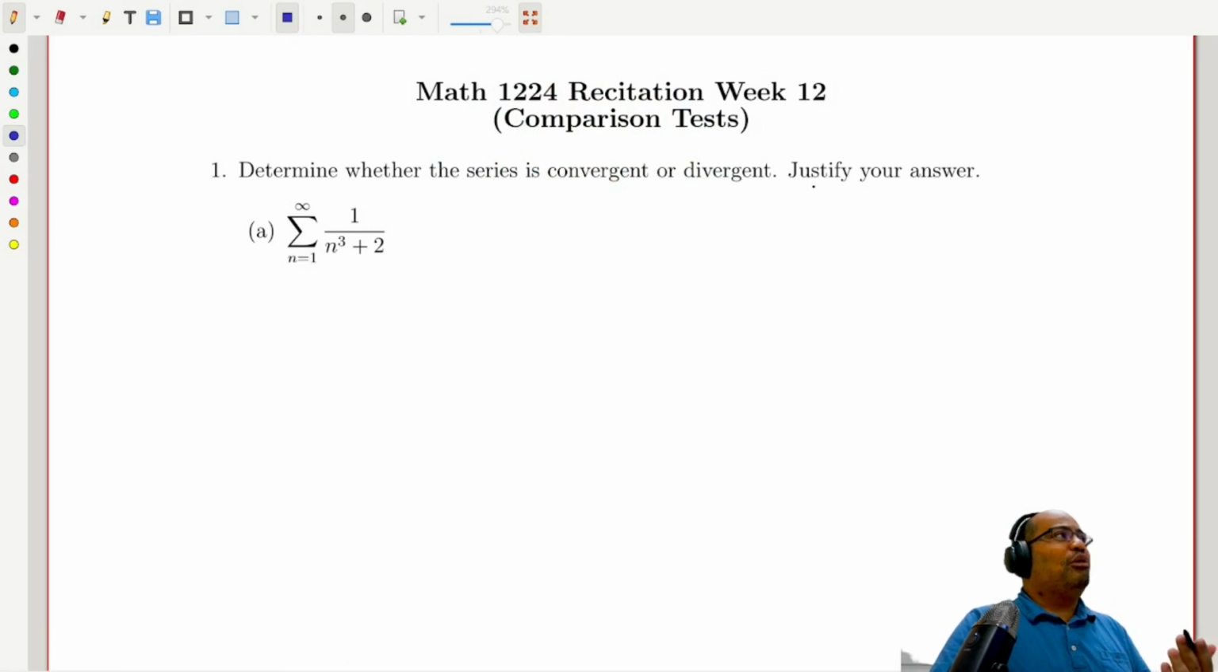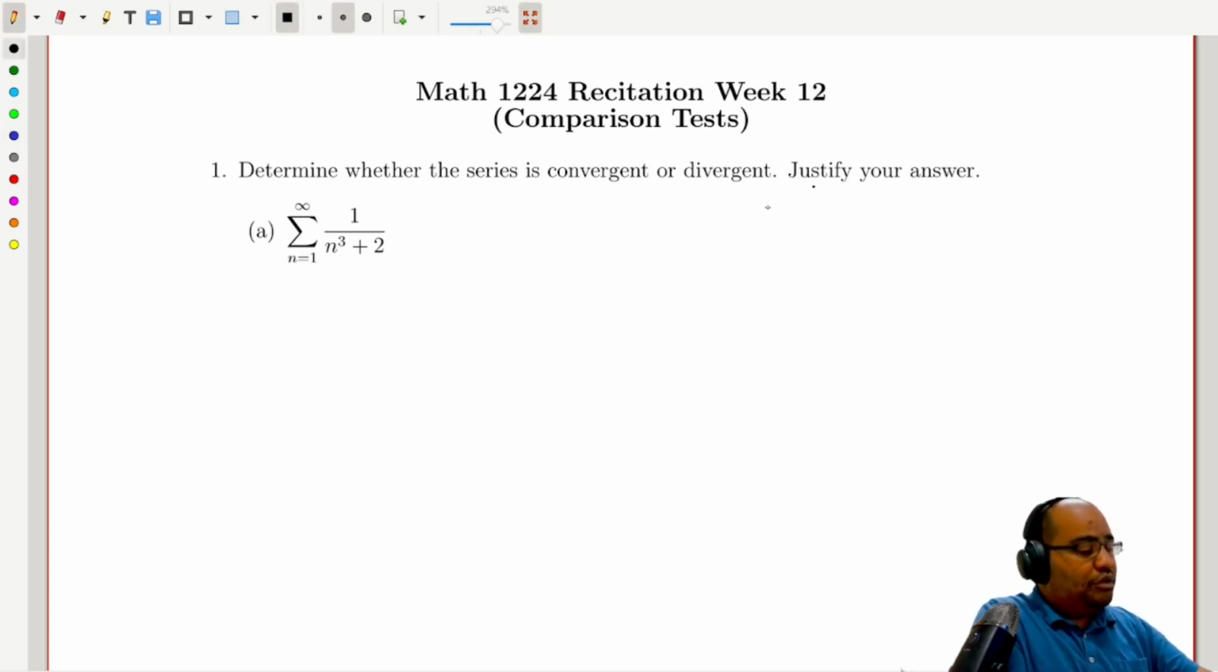Our goal for this entire set of exercises is the following. We have a series. Is it convergent or divergent? We want to use one of the comparison tests. So we're going to get started here. We have this first one. We're summing 1 over n cubed plus 2.